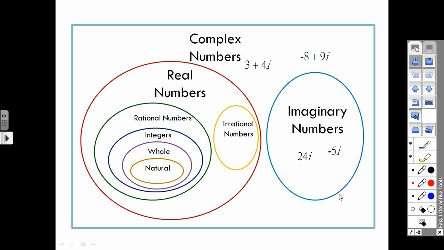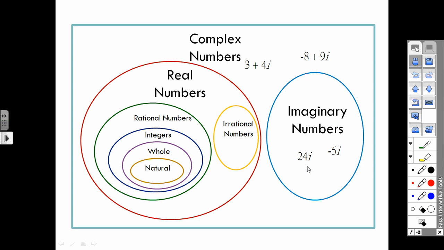Okay, so let's take a look at our Venn diagram of numbers, number sets. So we should all be very familiar with this circle over here, the real numbers, which are broken up into rational or irrational, and then the rational are broken up further by integers, whole, and natural numbers. But where do the imaginary and complex numbers fit within that? Well, they actually are not within this circle of real numbers at all, because your number is either going to be real or imaginary. So imaginary numbers have their own separate set over here that doesn't overlap.